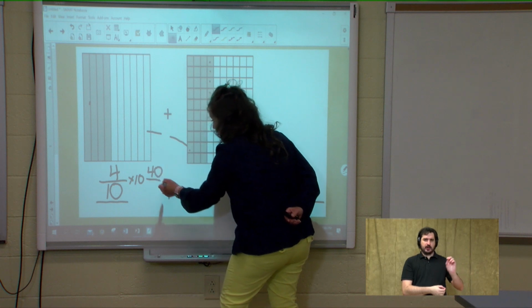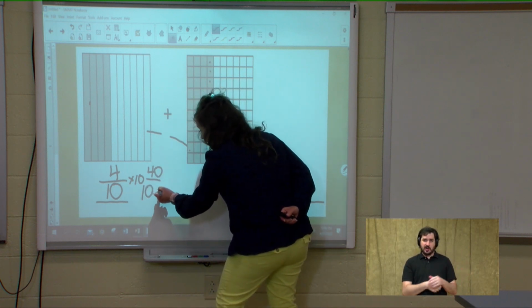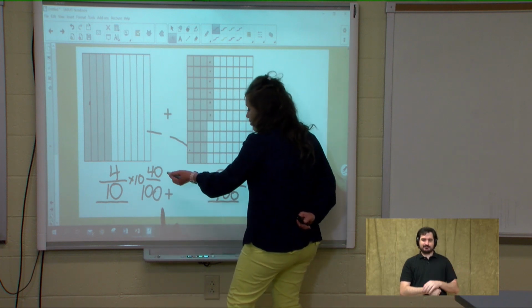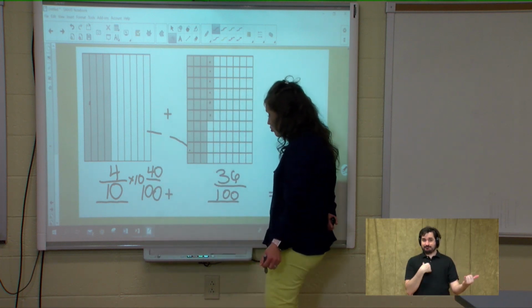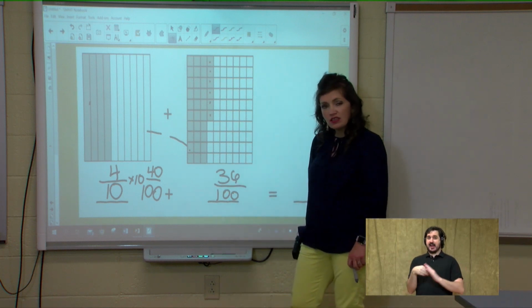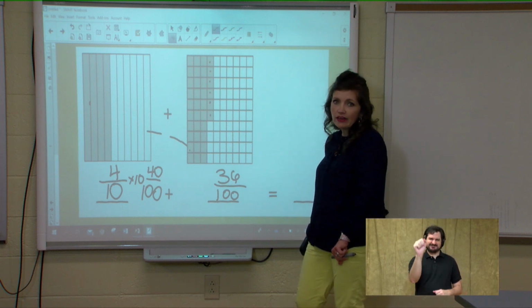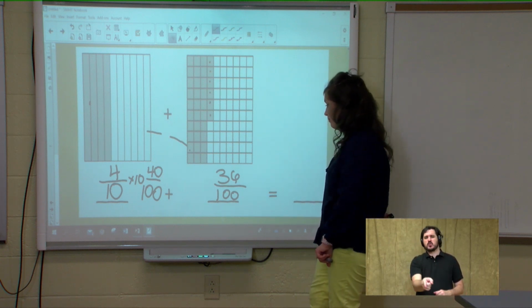40. What's 10 times 10? 100. So now I can take 40 hundredths. Can I add 40 hundredths to 36 hundredths? Absolutely, they have the same denominator, so I can add them.